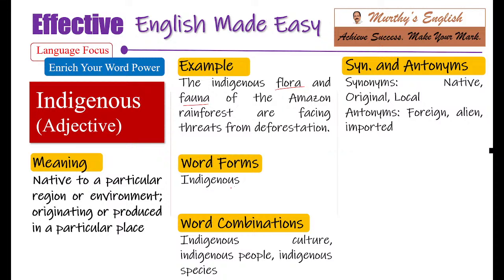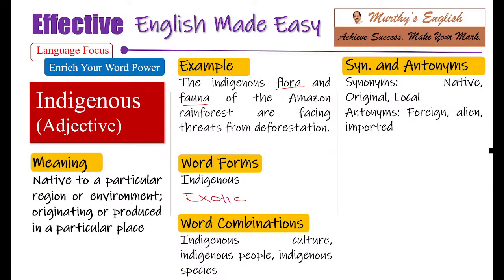Indigenous, only one form. Word combinations, indigenous culture, indigenous people, indigenous species, indigenous industries also we can say. Because of MNCs, many indigenous industries got wiped out. Here you can use the word exotic. Exotic means a foreign, unusual. The word exotic has two different meanings.